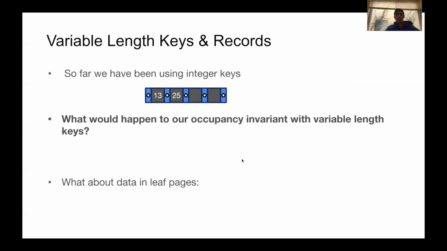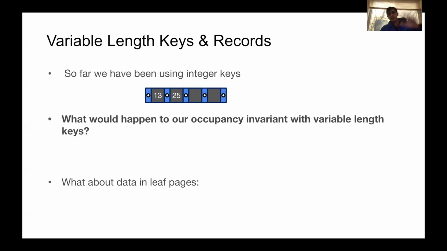Okay, let's talk about variable length keys now. So far, we have been using integer keys, but we want to find out what would happen to our occupancy invariant if we had variable length keys. So far we had said, let's assume a B plus tree has order D. What does that order D mean? Well, it means, in the simplest possible terms, that a node can at most hold 2 times D entries. And the occupancy invariant says that outside of the root node, all nodes need to hold at least D entries.